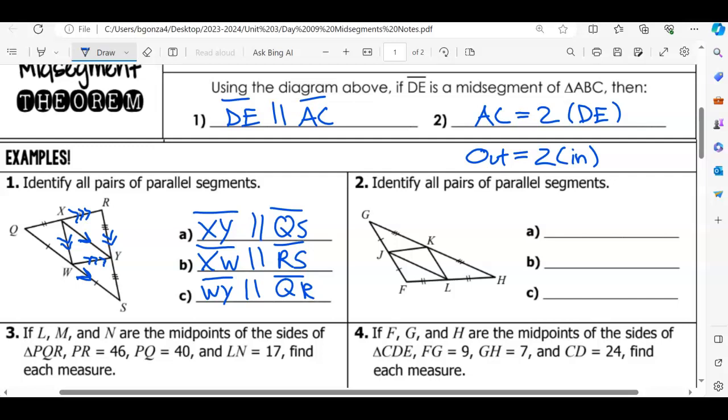All right. Number 2, we'll do this one real quick. JK is parallel to FH. All right, and then what else? KL is parallel to GF. And then JL is parallel to GH. JL, GH.